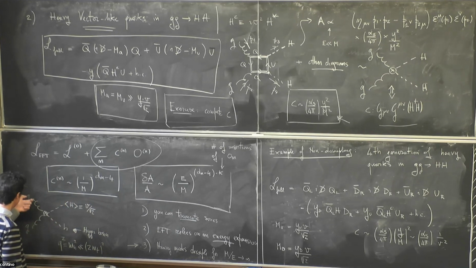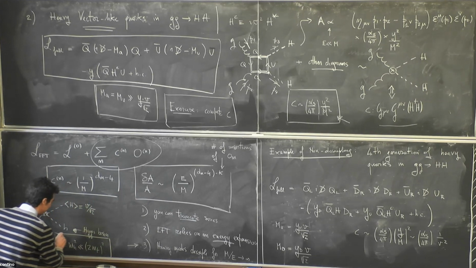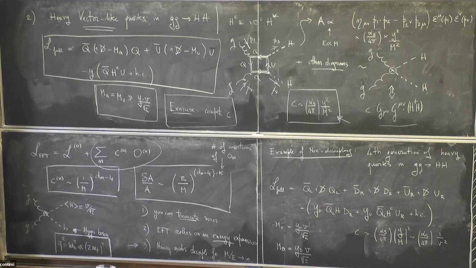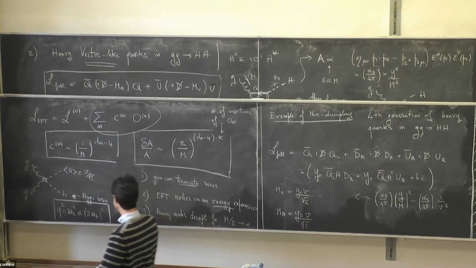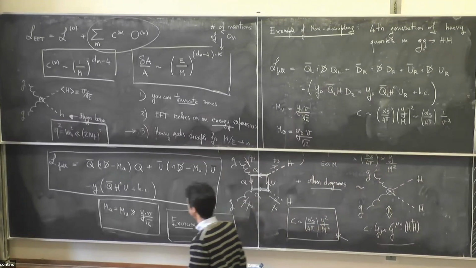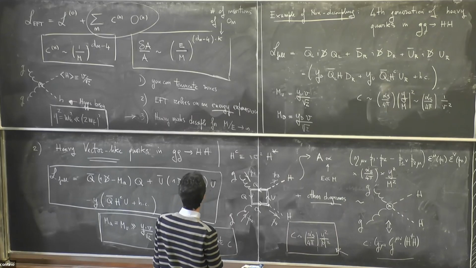So the bottom line of this discussion is that even in the case of the top, I can approximate the Lagrangian with an effective one. Let me change the board, and then I will stop. So this means that the contribution of the top is also described by an effective Lagrangian. Let me write it here.